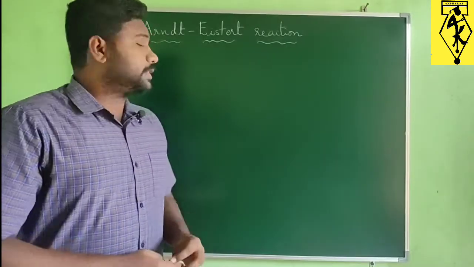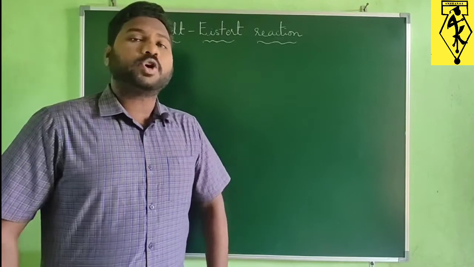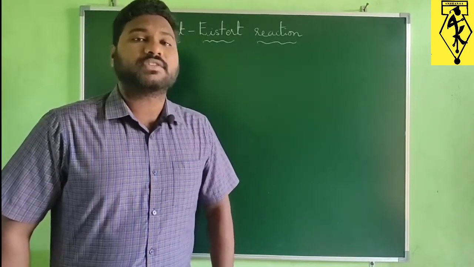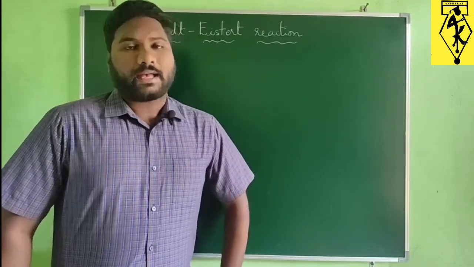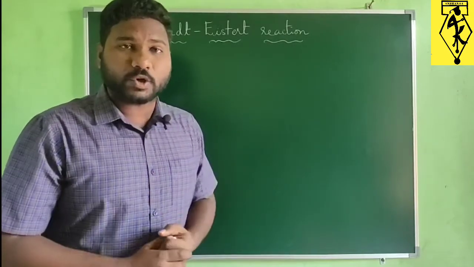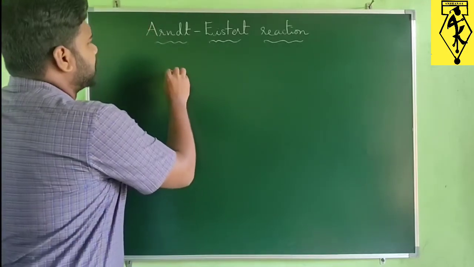So the Arndt-Eistert reaction, generally by using this reaction we prepare the higher homologous series member of carboxylic acid. Here the starting reactants are carboxylic acids and the final products are also carboxylic acids. The difference between reactant and product here is that we just inserted one methylene group in the product from the reactant. So we'll observe its general reaction.